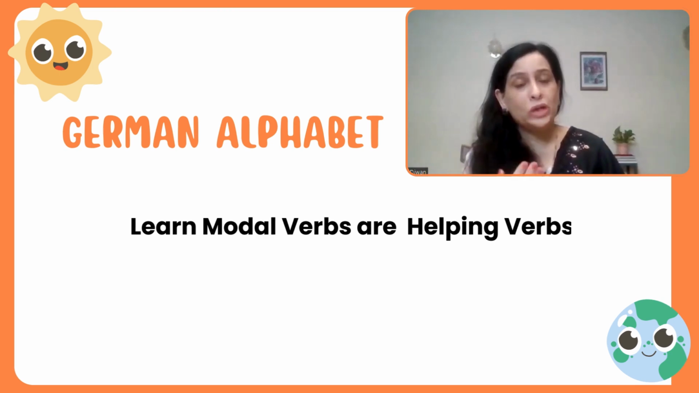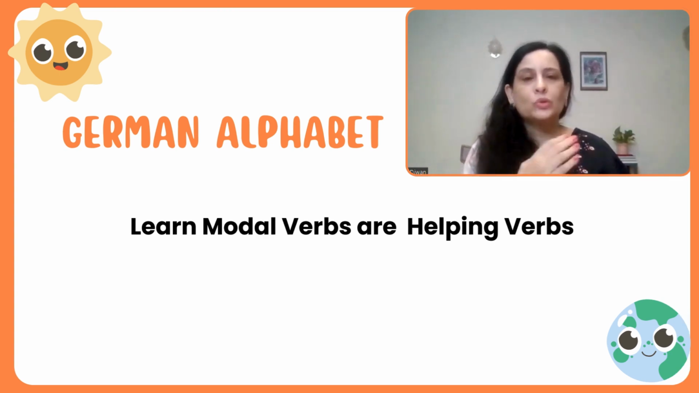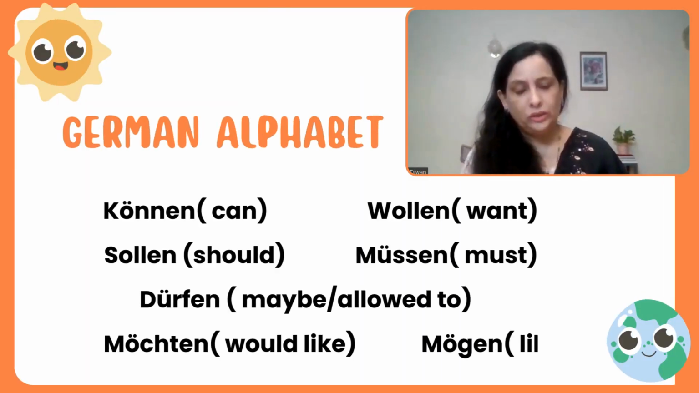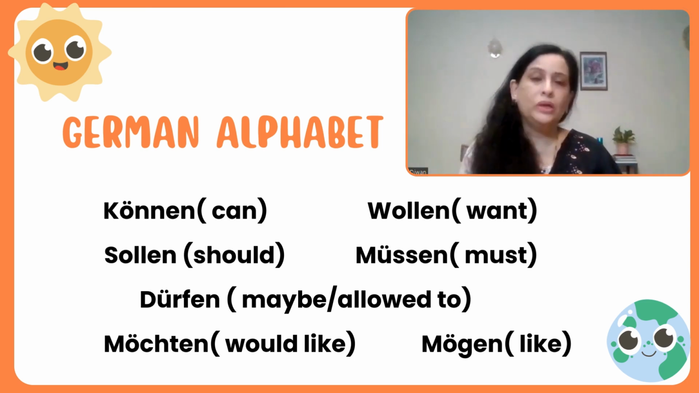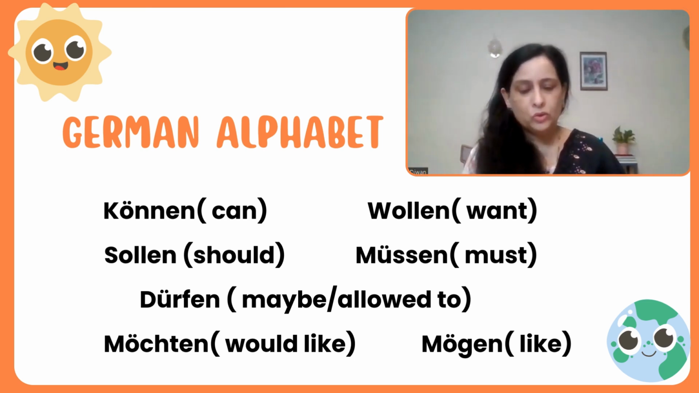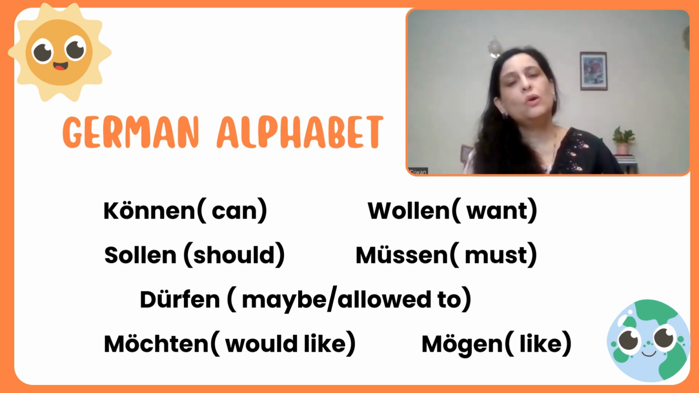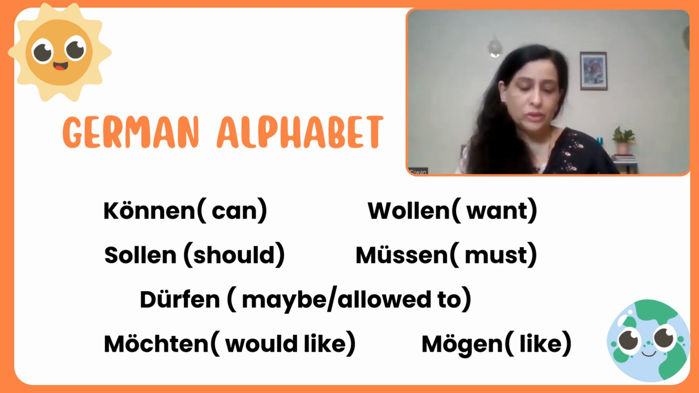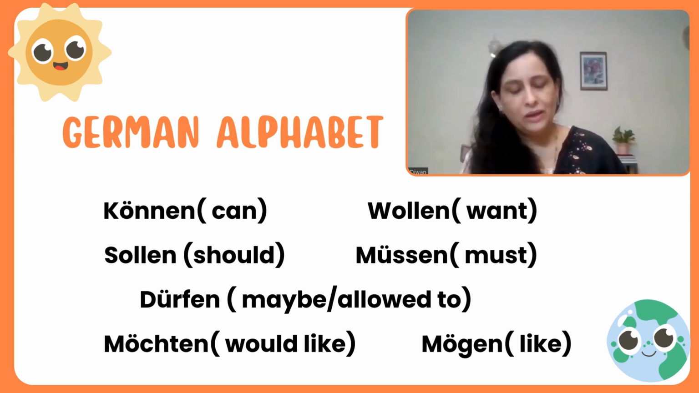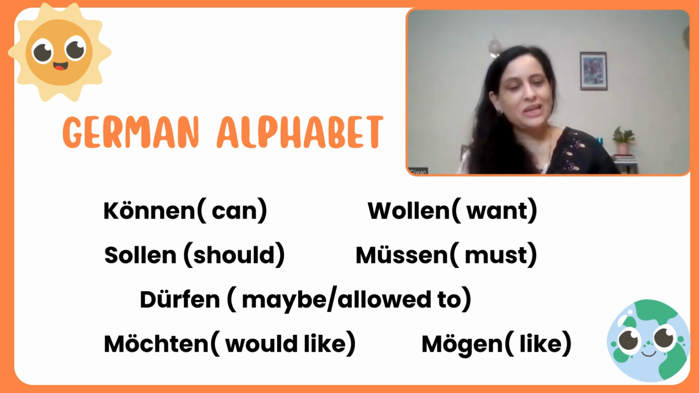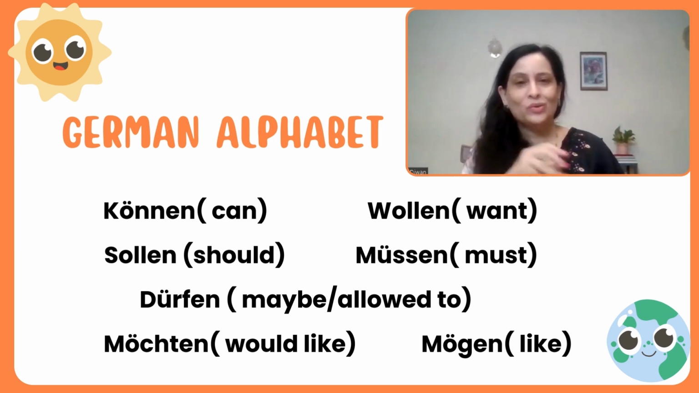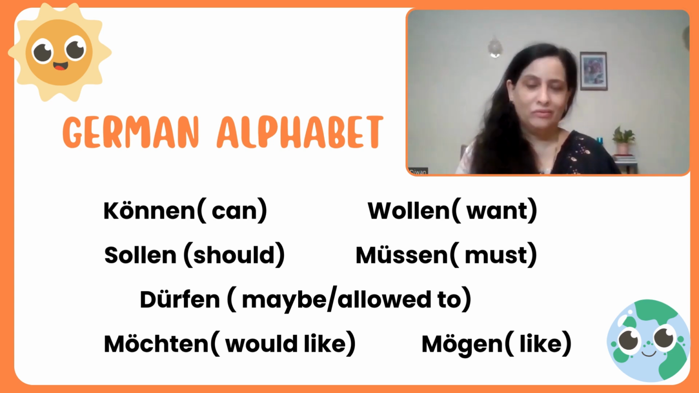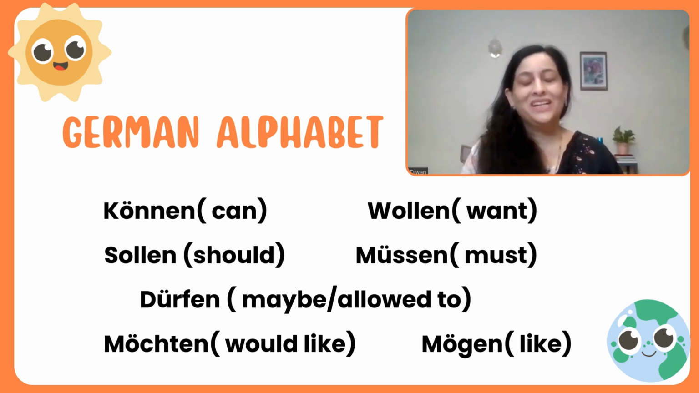Now there are modal verbs also. With these modal verbs, you can make sentences. Modal verbs are helping verbs, right? So there are können, meaning can. Then wollen is want. Sollen is should. Dürfen is maybe or allowed to. Müssen is must. Möchten is would like. And mögen is like. These are a few modal verbs. With these helping verbs, you can make sentences by yourself. So it is not so complicated. It seems complicated, but actually it is not.